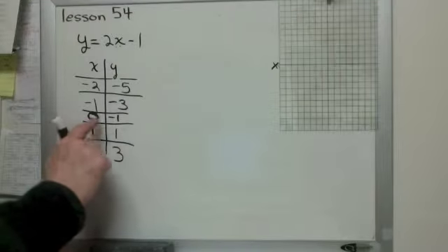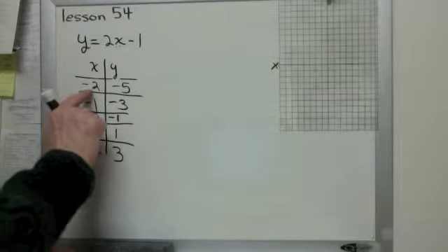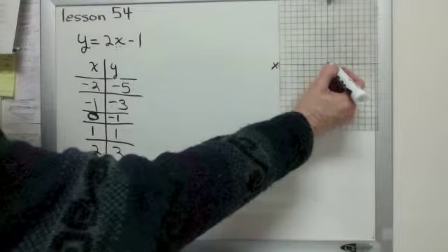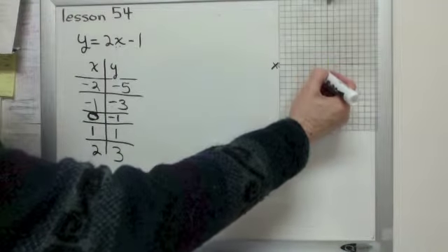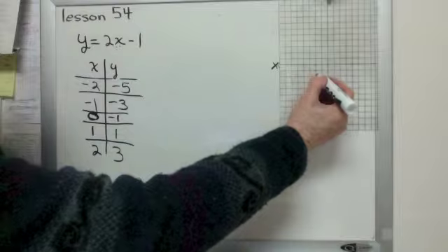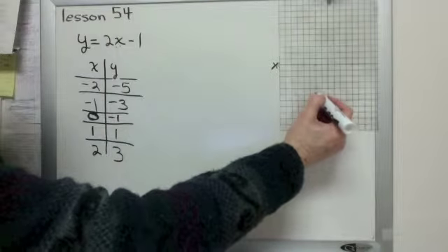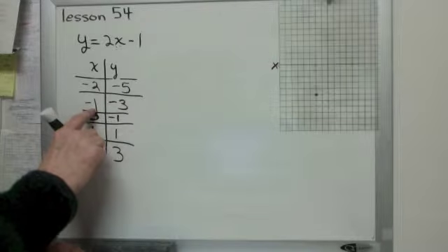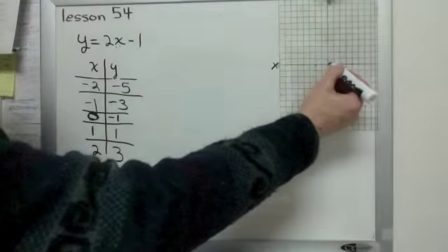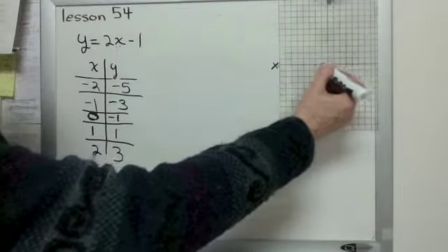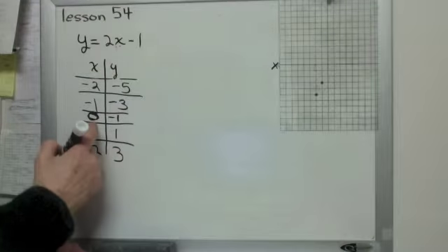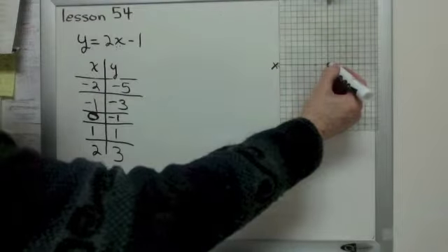Well, let's start at this one. Minus 2, minus 5. So start at 0, 0. 2 in the negative direction, and then 5 in the negative direction. 1, 2, 3, 4, 5. I'm going to put a dot there. All right, let's plot the next one. Negative 1, negative 3. Start at 0, 0, back 1, down 3. Okay. 0. Don't go anywhere, then go down 1.